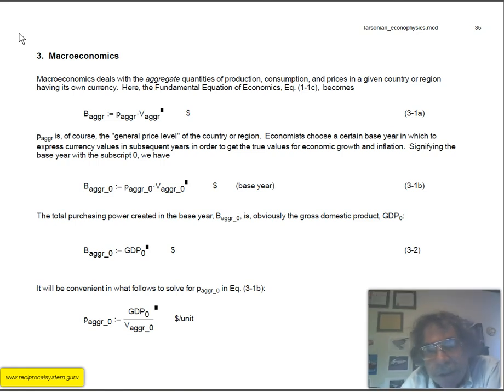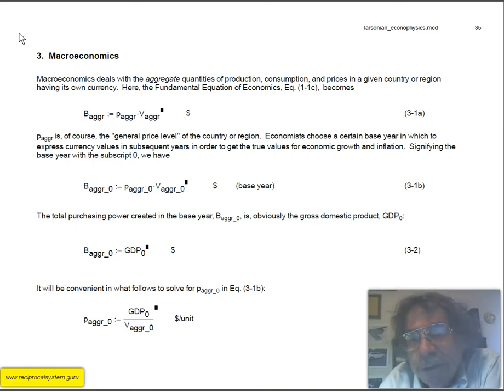Economists choose a certain base year in which to express currency values in subsequent years in order to get the true values for economic growth and inflation. Signifying the base year with a subscript of 0, we then have B sub aggregate 0 equals P sub aggregate 0 times V sub aggregate 0. Again, B is purchasing power, in case you forgot. By the way, you should read the microeconomics sections first, or listen to the screencasts first for microeconomics. Anyway, continuing.